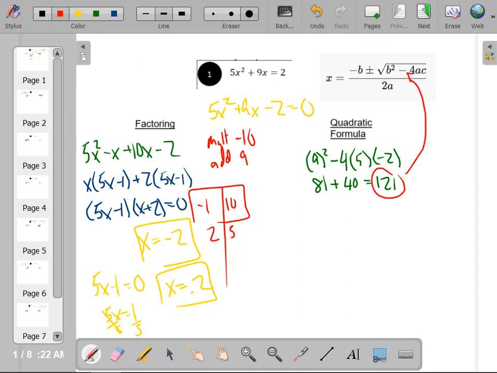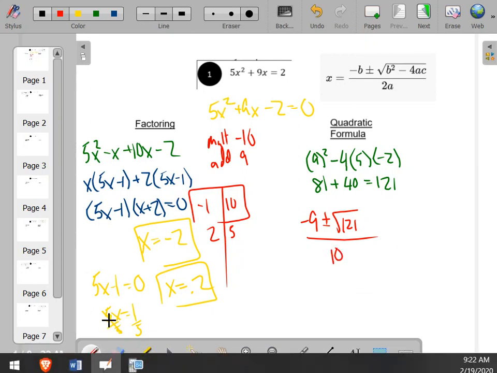That's the part underneath the square root. That's going to be 121. Now, since that's a perfect square, I know this is factorable. Well, I already did it, so I know it's factorable. But 121 is positive, which means I'm going to have two answers, and it's a perfect square, which means the problem is factorable. I've shown that already. So let's do the actual quadratic formula now. The opposite of b, the opposite of 9, is negative 9 plus or minus the square root of 121 over 2a. 2 times 5 is 10.